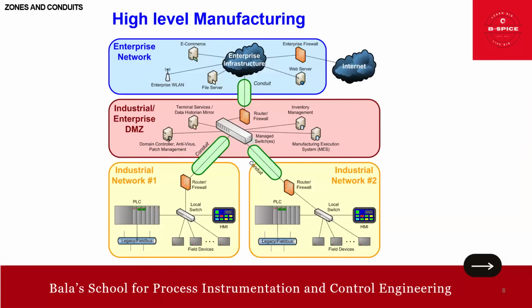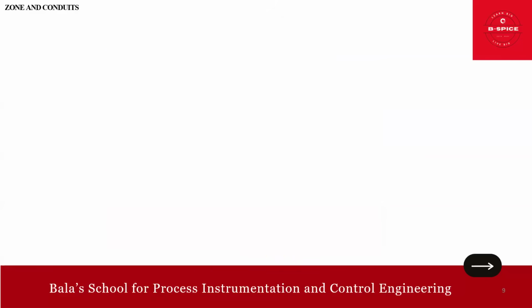Now we'll talk about high-level manufacturing. So this is industrial network 1, industrial network 2, wherein you have a PLC and your field devices, all connected, as you see here, by the switch and the firewall, right? So this is one zone, and this is another zone, DMZ, and we have an enterprise network. So all these zones are connected via conduits. So this is how we represent it, friends. I hope you got some insights on zones and conduits.